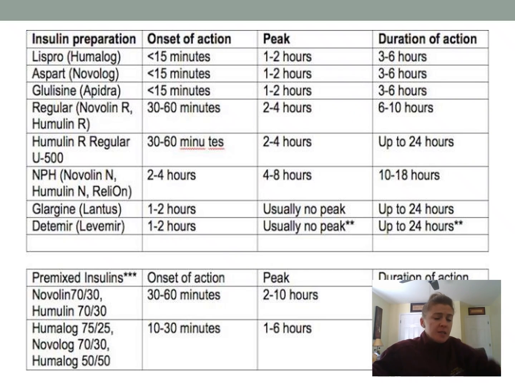So here's a list of insulins. Some insulins are short-acting, some insulins are medium-acting, and some are long-acting. I don't necessarily need you to memorize the duration of action, but I would like you to be able to recognize some of these names, like Humalog, Novolog. Those should key you in to this is insulin and this is probably a diabetic patient.